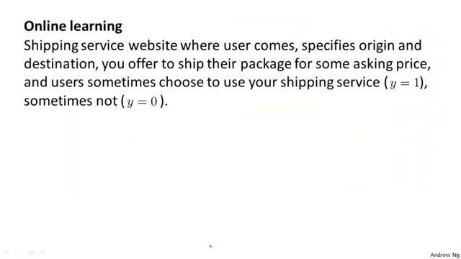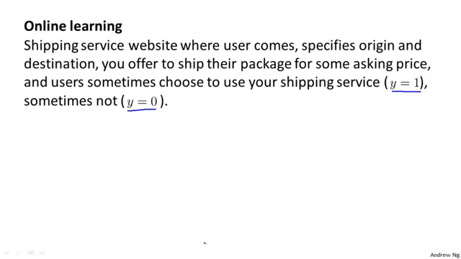Suppose you run a shipping service, so users come and ask you to help ship their packages from location A to location B. And suppose you run a website where users repeatedly come and tell you where they want to send the package from and where they want to send it to, so the origin and destination, and your website offers to ship the package for some asking price. So I'll ship your package for $50, I'll ship it for $20. And based on the price that you offer, users sometimes choose to use the shipping service. That's a positive example. And sometimes they go away and do not choose to purchase your shipping service.